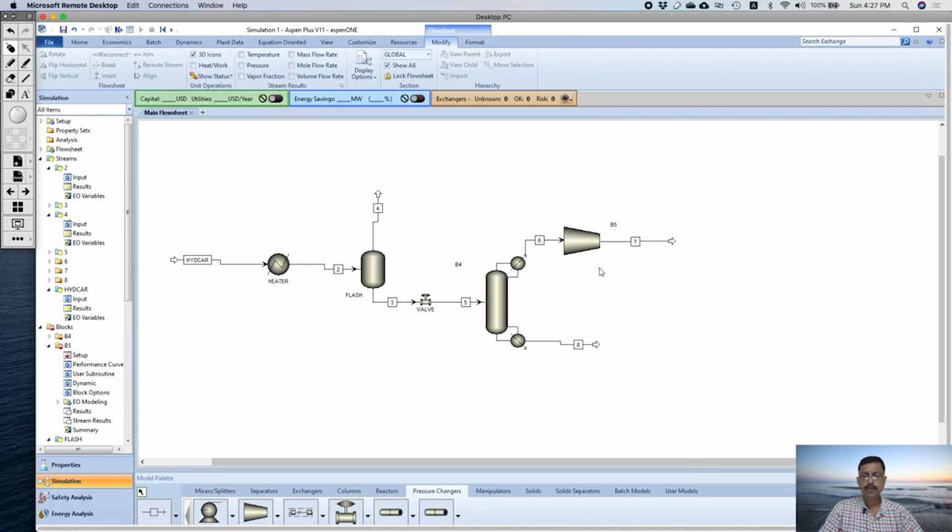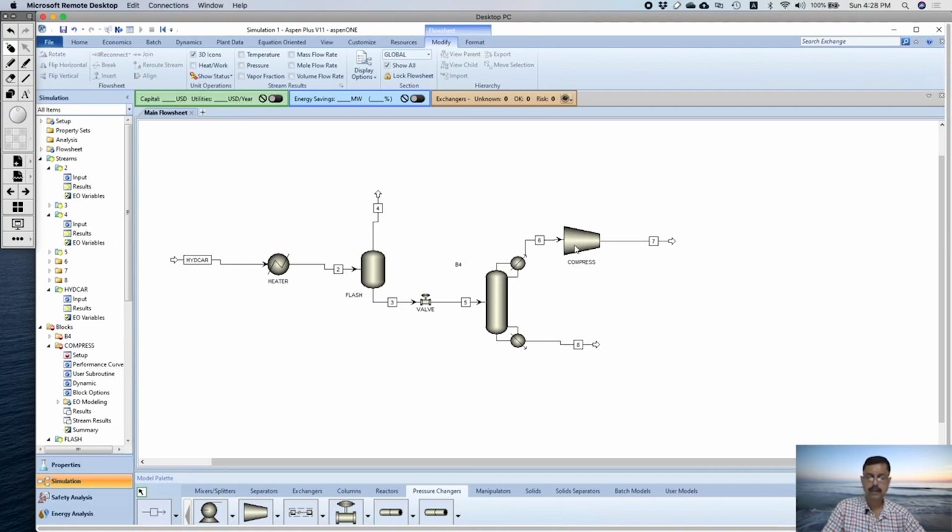Now we have to rename this compressor. Let us say we write it as compressor. It doesn't take more than 8 letters, so we have to make do with compress.